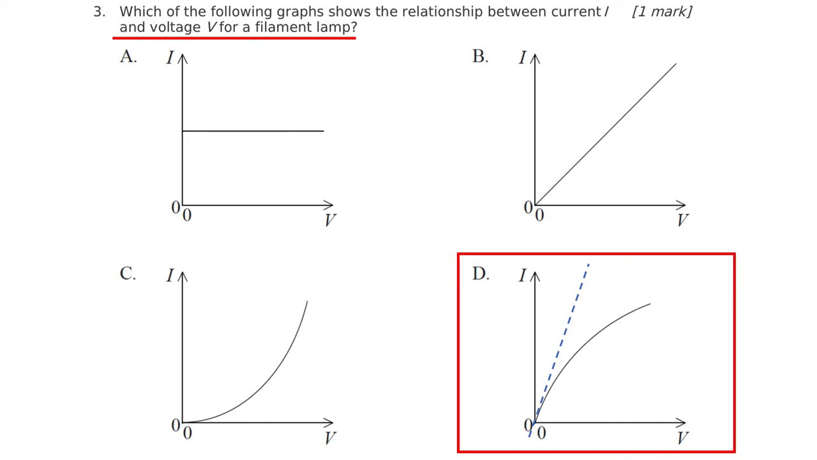Well, resistance is V divided by I. If V has increased, so has R, and therefore the resistance is increasing. And that's what we know happens in our filament lamps. As the temperature goes up, we know that the resistance gets higher, and that's due to the collision of our metal ions with the electrons as they try and flow through.